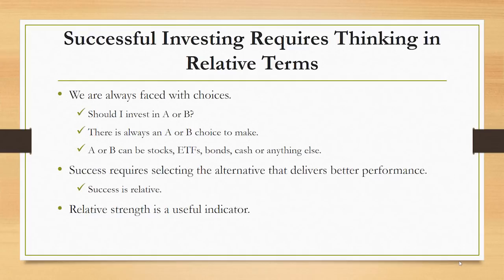Before we get to the chart, let's back up and think about what it means to make an investment. Investing always requires a relative decision. So if we're deciding whether to buy a stock or not, we're deciding between A and B basically. Should we buy the stock, choice A, or should we hold cash, choice B? If we're looking at two different stocks, again, it's an A or B choice.